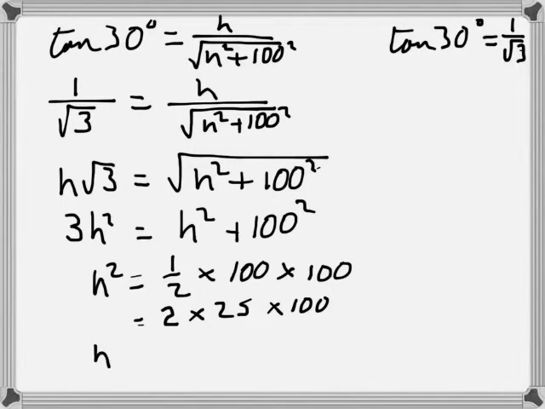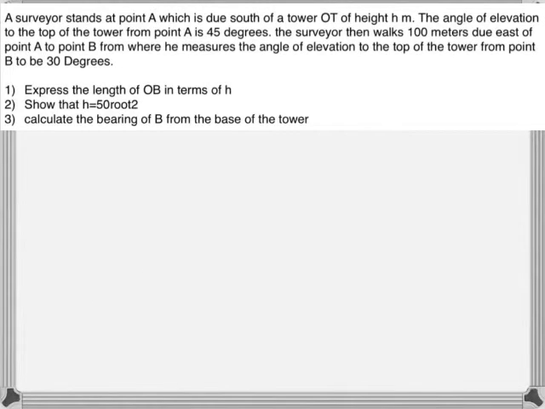So now take the square root of both sides. H is going to be equal to, well, the square root of 25 is 5. Square root of 100 is 10. 10 times 5 is 50, and the square root of 2. Okay, so we can see that we've done parts 1 and 2.